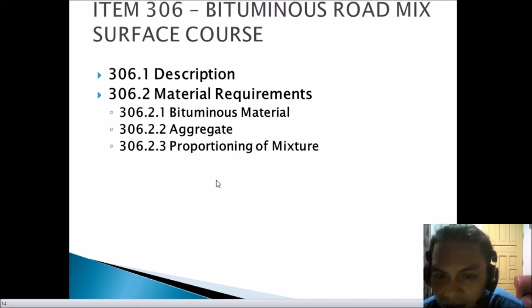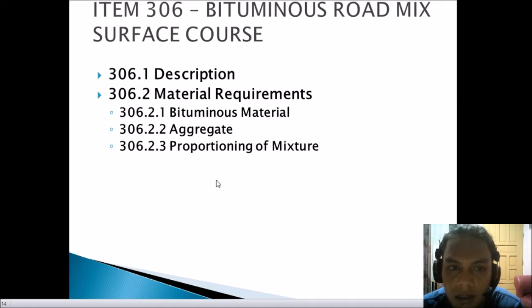So, the aggregates may be new or salvaged from the existing surface. So, first is the new aggregate, which shall conform to the requirements of item 703. Second is the salvage aggregates, or aggregates required for the road mix surface course already in place.